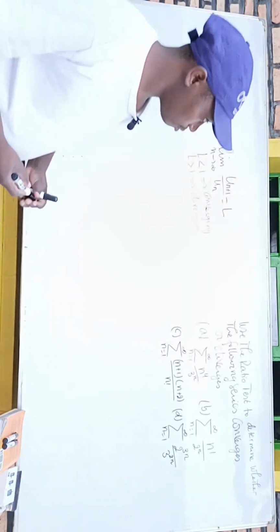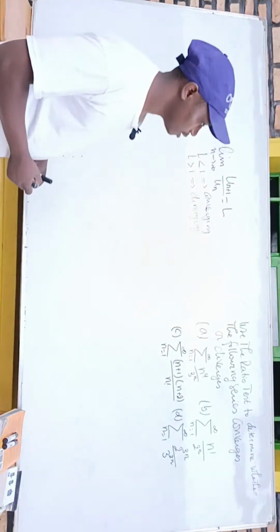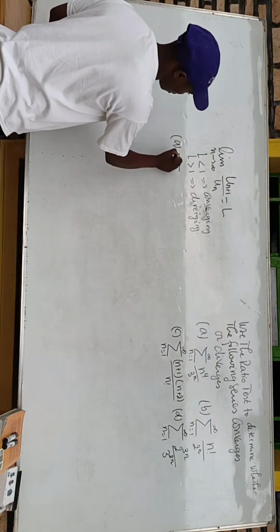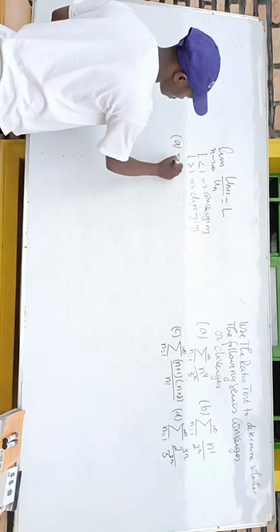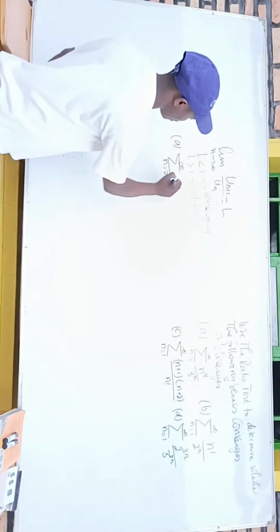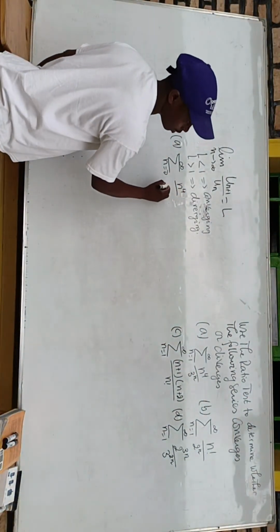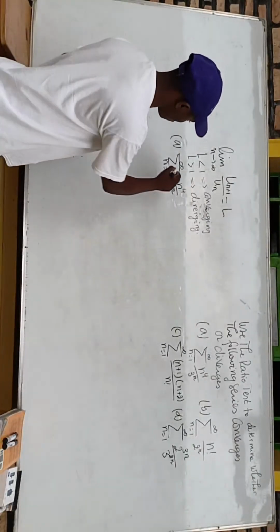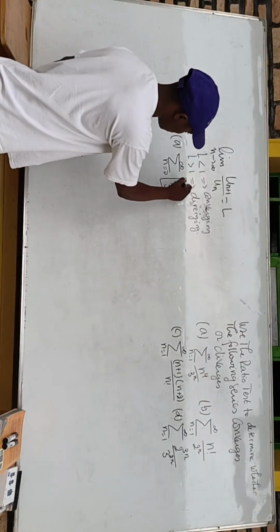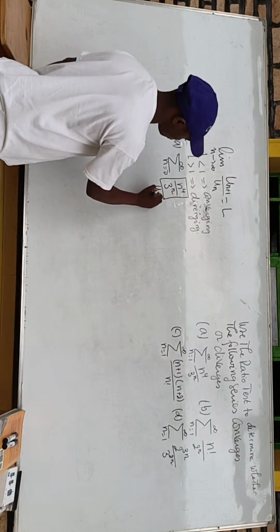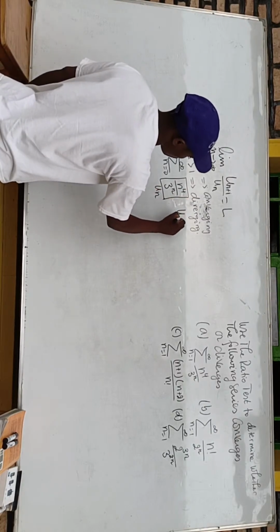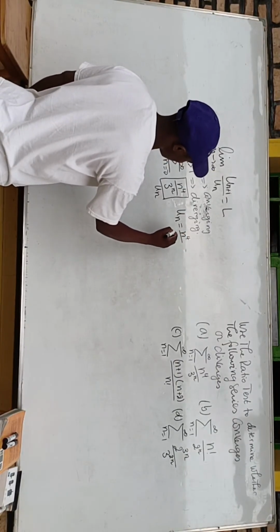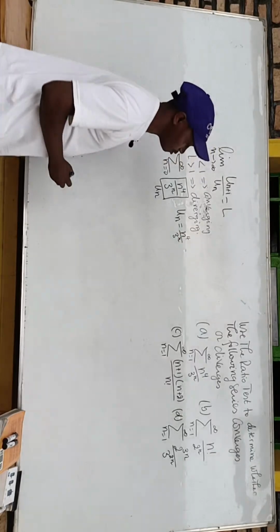Starting from question A. As you see here, question A is the sum as n starts from 0 to infinity of n to the power 4 over 3 raised to n. This is the general term u_n. Here, u_n is equal to n to the power 4 over 3 to the power of n.